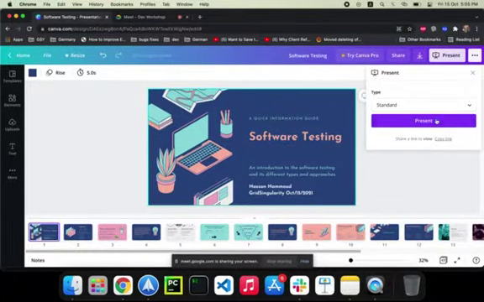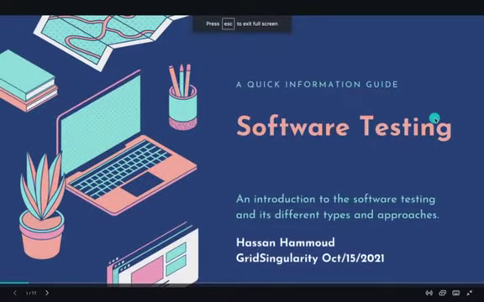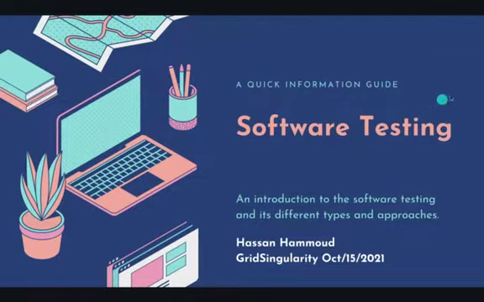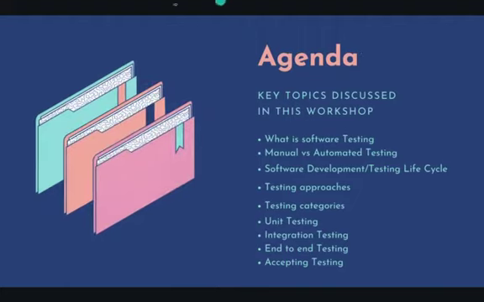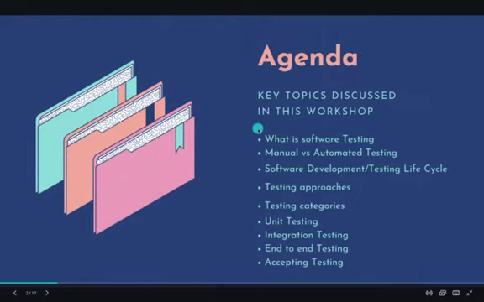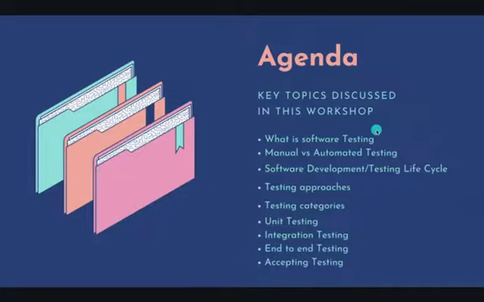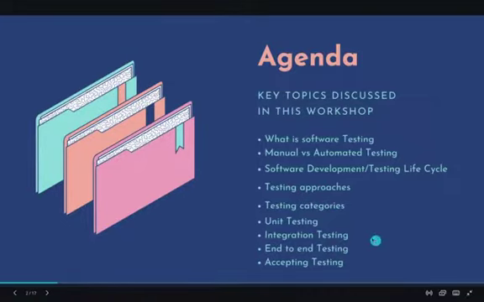Okay, anyway, so let me start. So today's workshop will be about software testing. We will be talking about different approaches and types of testing, and you can see the agenda for today. We will talk about the software testing definition, and we will compare manual and automated testing. We will talk about the software development and testing life cycles, and we will list the testing approaches, testing categories, and we will talk about some of the most common testing types.